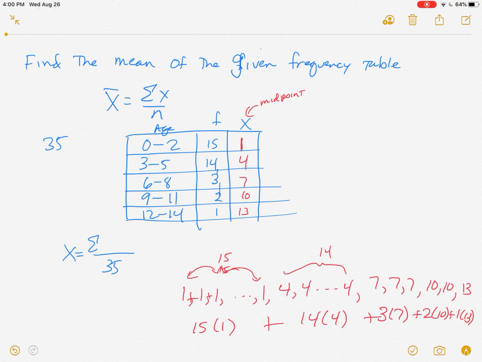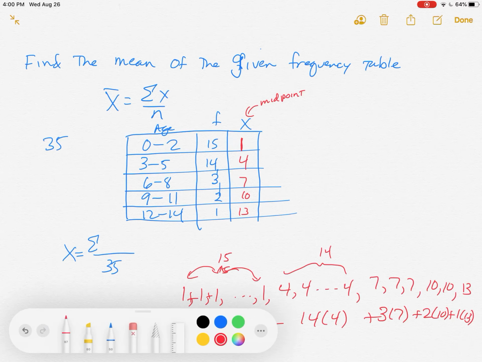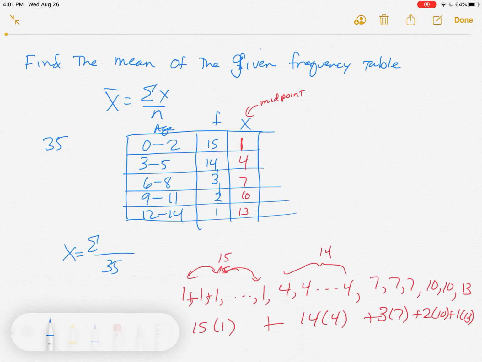So we have to add on a new column. I'll go back to blue. And do an f times x column. And remember what the f times x is doing. I wanted to show it to you. It is doing these partial sums. So we're going to assume all 15 values are 1, and the total of that is 15. Then we're going to assume the next 14 values are 4. And what's 4 added up 14 times? I believe it's 56. I'll double check that. Right, use your calculator. You can use it. 3 sevens, well, I know that's 21. 2 tens, I know that's 20. And 1 13, well, that's 13.